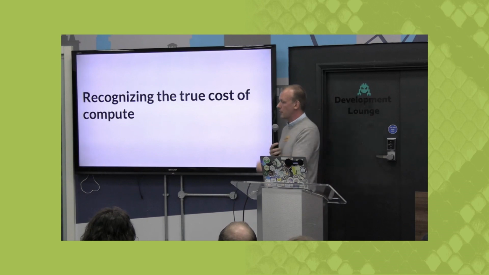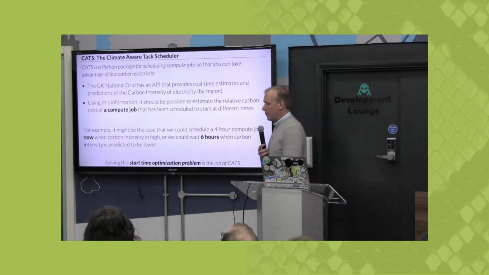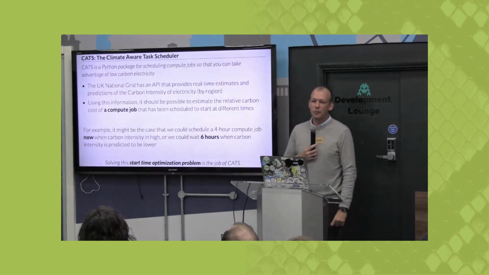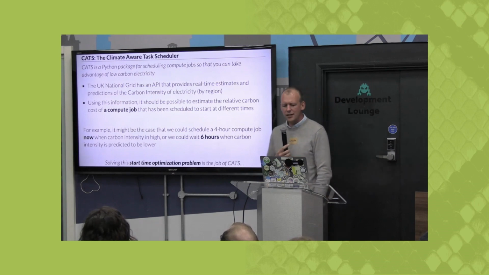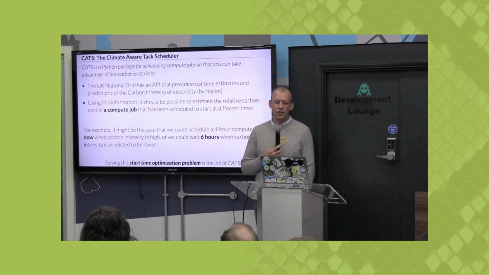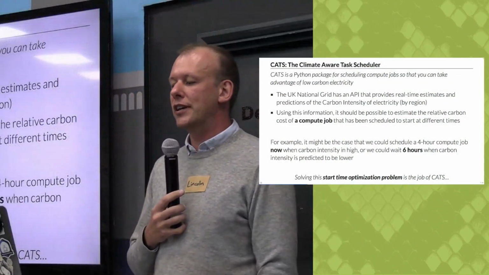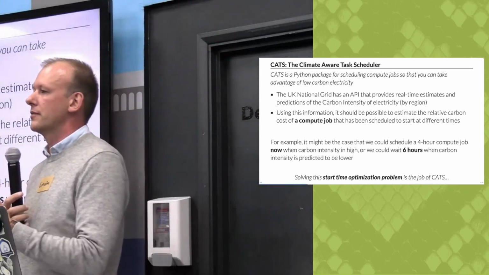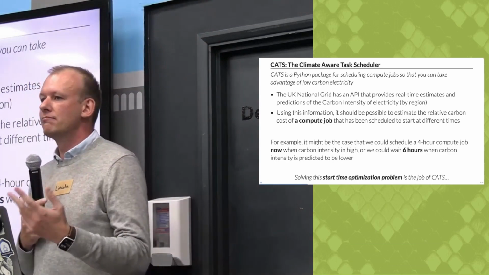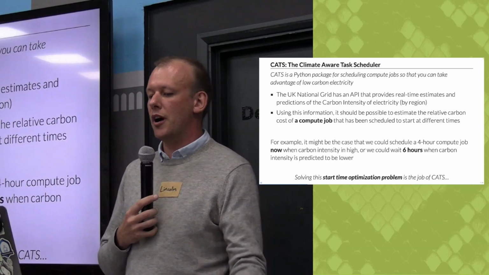So I'll start off with recognizing the true cost. And I'm going to talk a little bit about a Python package that I built as part of a hackathon a few months ago. This is the Climate Aware Tasks Scheduler, or CATS. CATS is a Python package that you can use for scheduling compute jobs, so you can take advantage of low carbon electricity, right? So if you need to run something, you might as well run it when the electricity has a low carbon intensity.